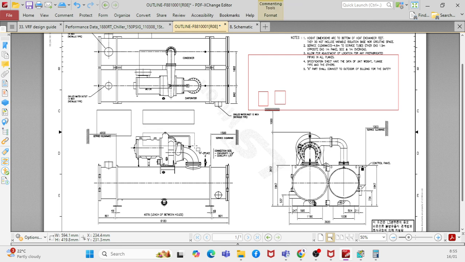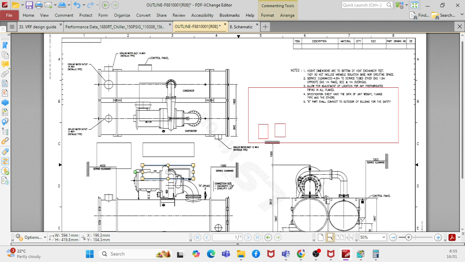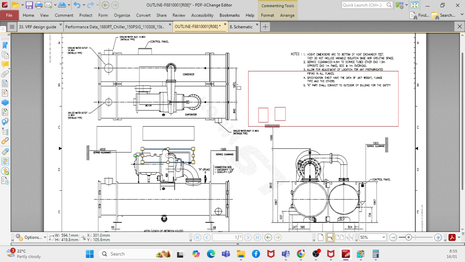One more thing: you should have a distance between two air cooled chillers, because it is air, so that the hot air should not recycle. Whereas if you go with a water cooled chiller, you don't have any space issues. You can keep it very near the other chillers, and you only have to give space for maintenance.